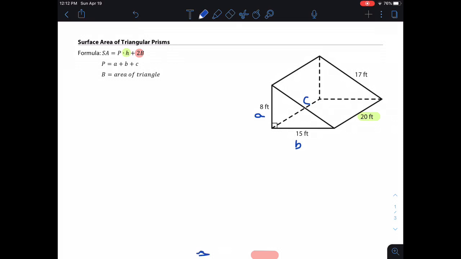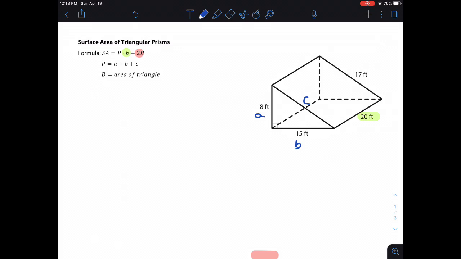So P is pretty straightforward. It's just the three sides of the triangle added together. My goodness, my hand is doing all kinds of weird stuff down here. Hold on, let me see if I can fix this. Boom. All right, there we go.